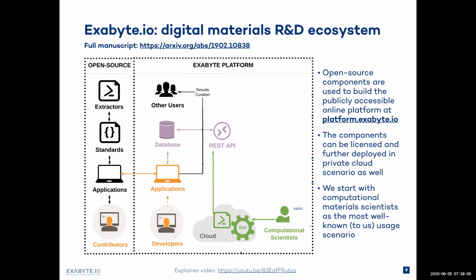Now, the second part of this ecosystem is the Exabyte platform itself. And the way that we envision it, the way that we're starting to develop it is by initially focusing on computational sciences, because that's the most well-known use case for us. And here, computational scientists are using their familiar tools through the cloud computing resources that we provide in this part of the diagram. And then we use extractors to store the information inside the database and facilitate the dissemination of this information to the larger user group.